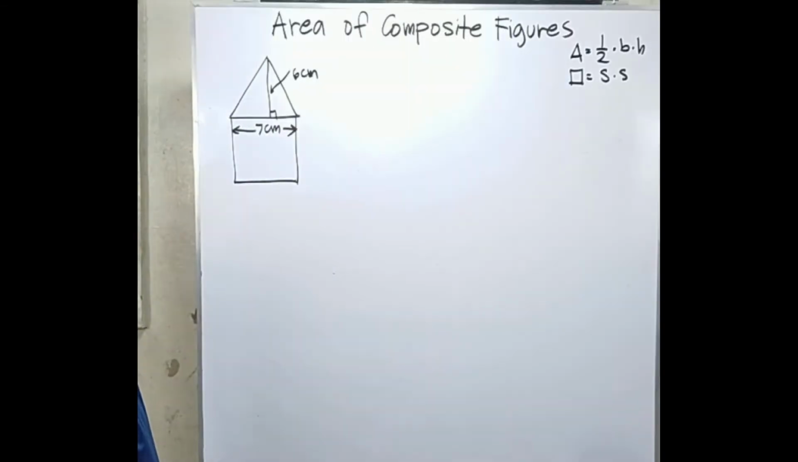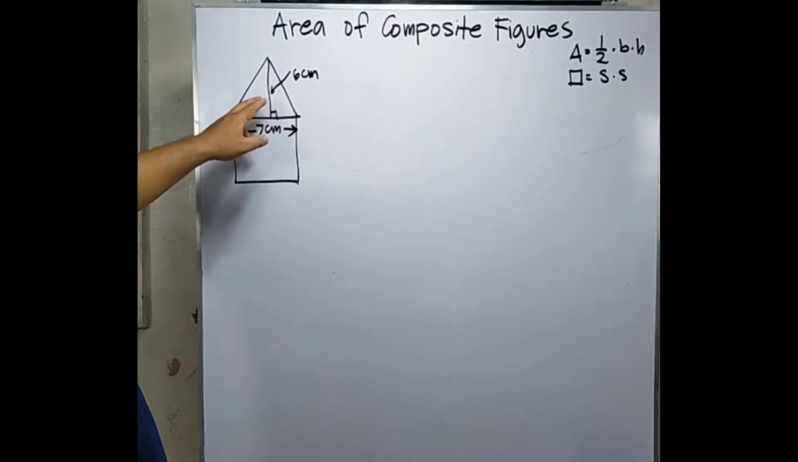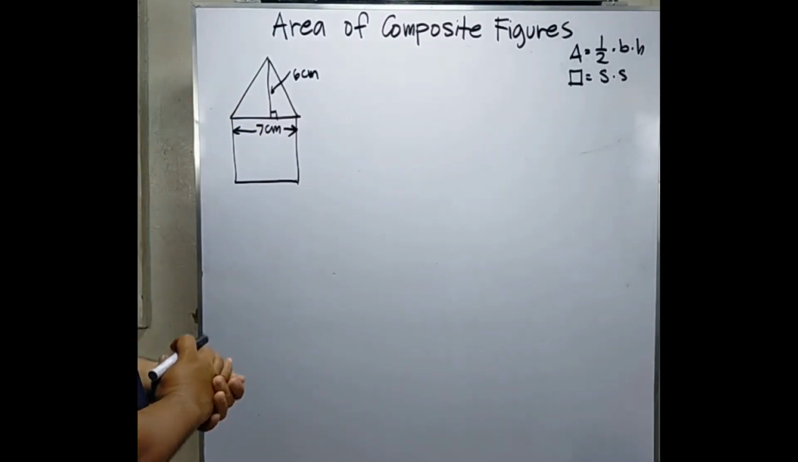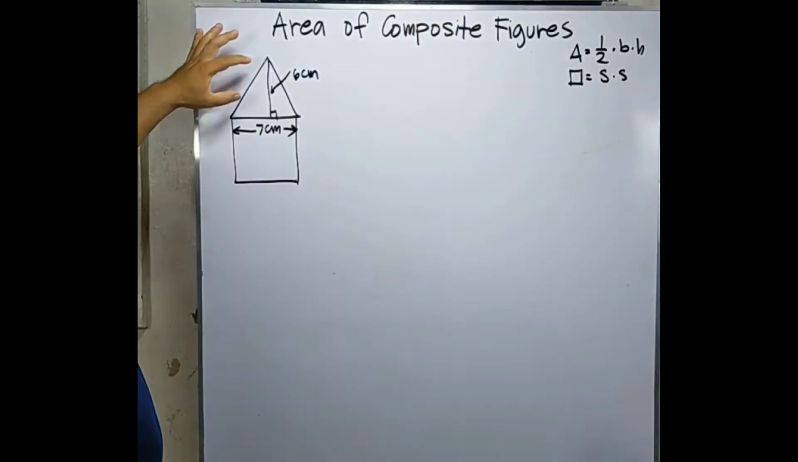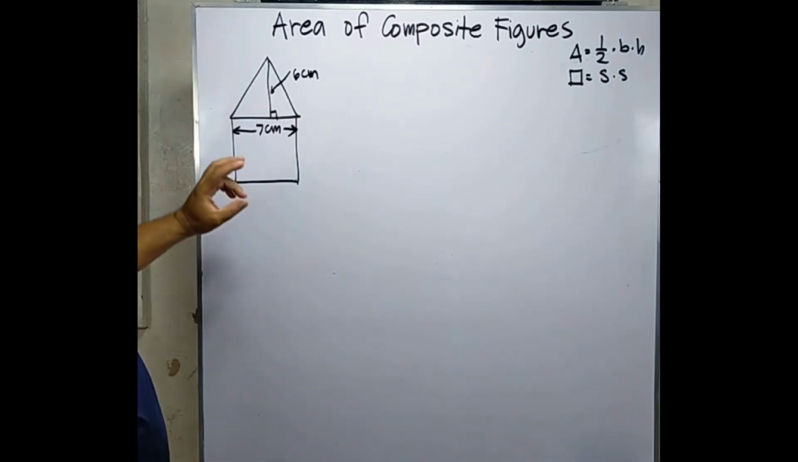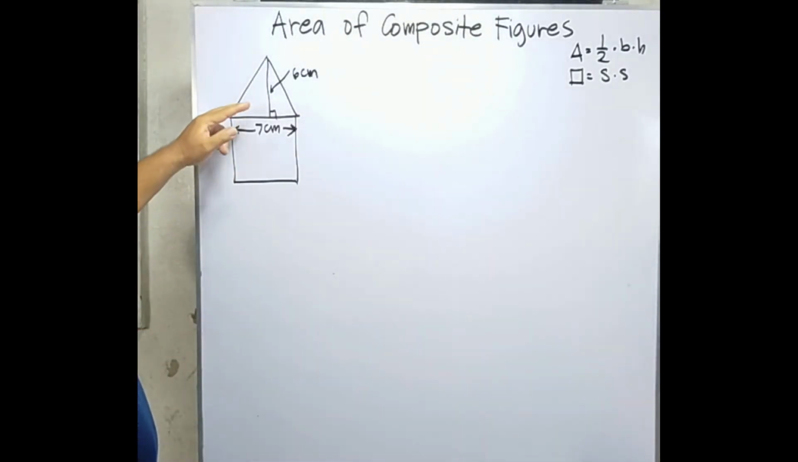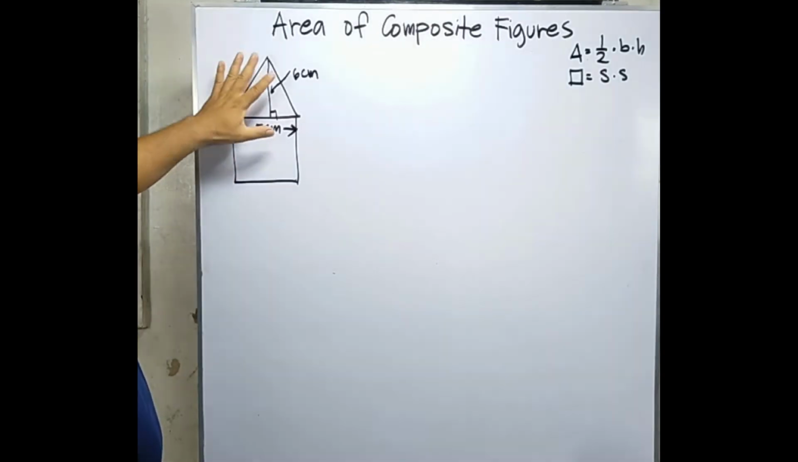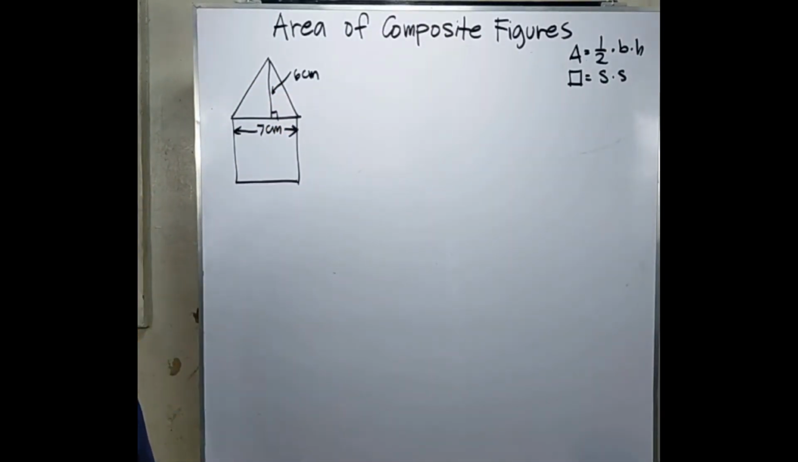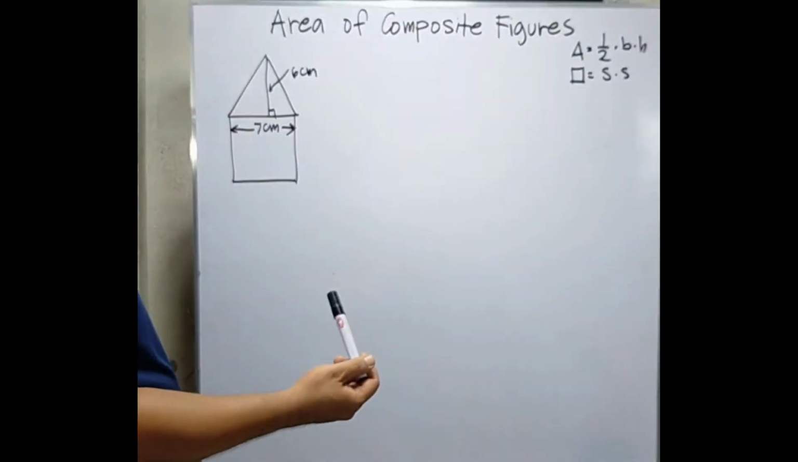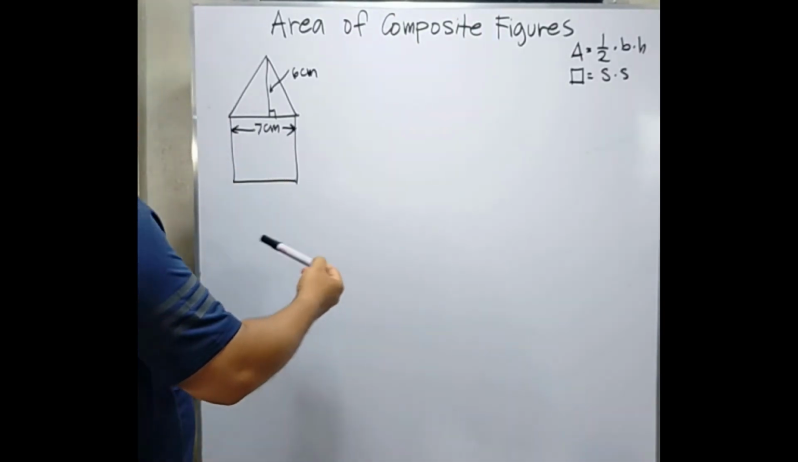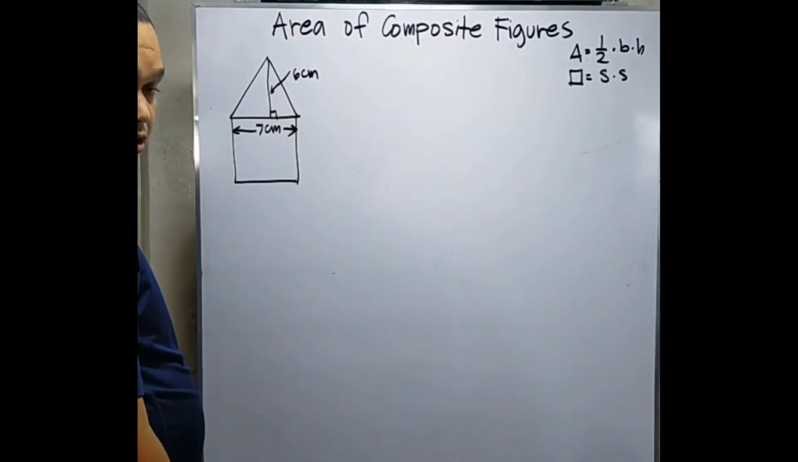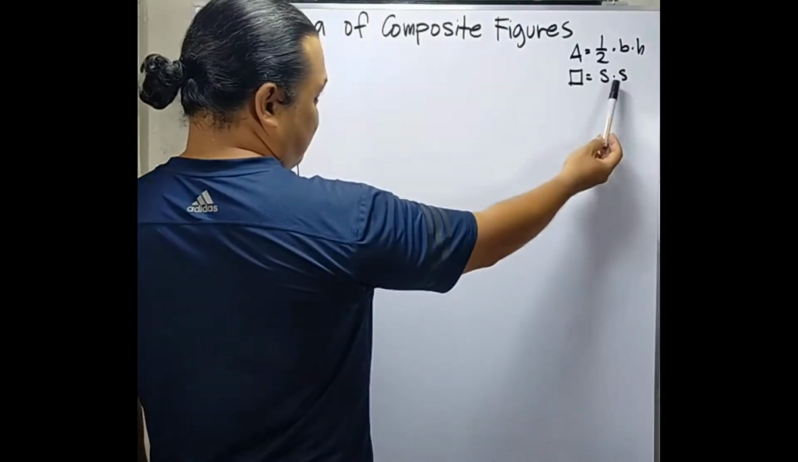Now, to get the area of this composite figure, first we have to get the area of the triangle, then get the area of the square, and then just add the two areas. That way we can get the area of this composite figure. The formula for the area of the triangle is 1/2 base times height. The area of the square is s times s, or side times side.